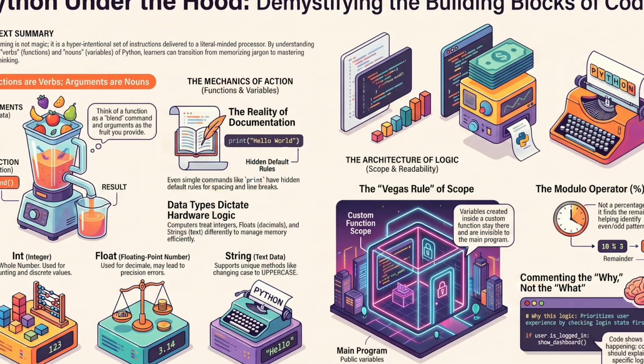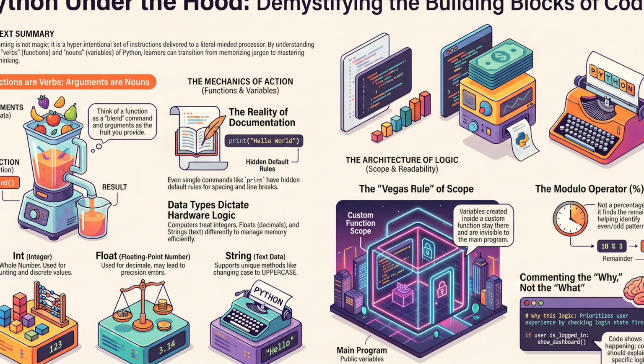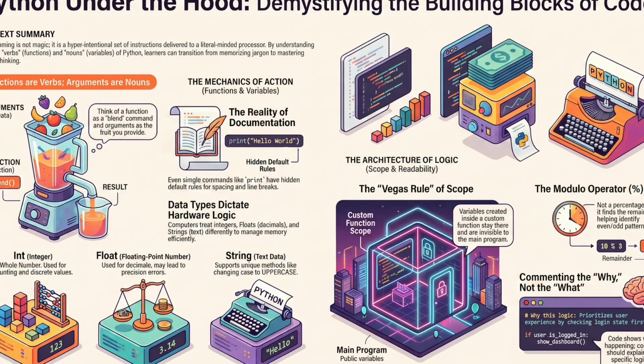And what about flush equals false? That's an optimization trick. Writing to the screen takes processing power, so Python waits until it has a full chunk of text before it flushes it to the screen all at once. It's brilliant because it hides all that complexity from beginners.